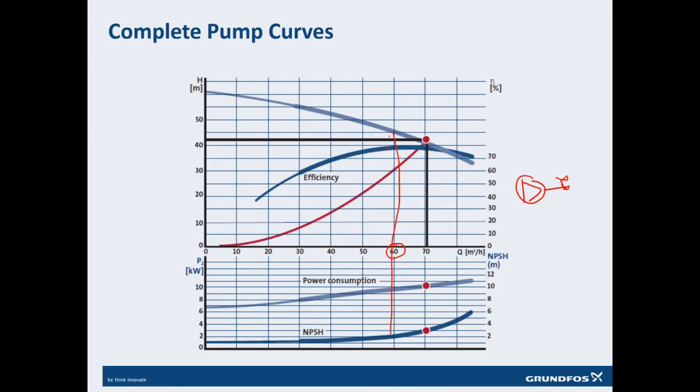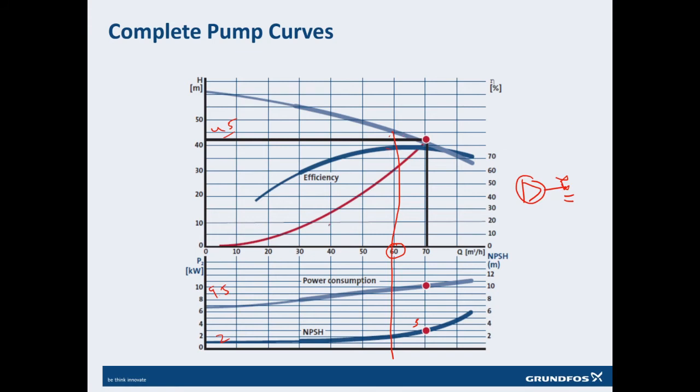you just need to draw one line and then you will get all the new parameters, which means that your new pressure will be this, which is 45. Earlier it was 41. The new pressure is 45. The new power consumed is 9.5 kilowatt. Earlier it was 10 kilowatt. The new NPSH is 2. Earlier it was 3.